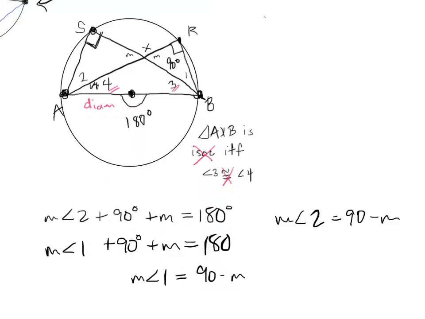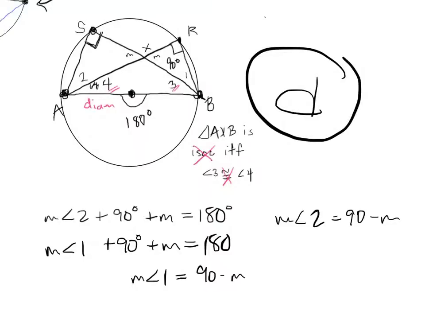So in the end, what's true? Angle S is a right angle, angle R is a right angle, and angle 2 equals angle 1. So both of those turn out to be true in our multiple choice. We don't have the multiple choices on the video, but D is the answer. End of video. Look at the question, you see the answer.